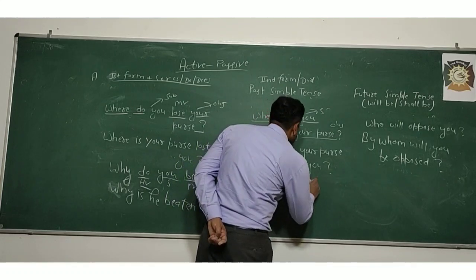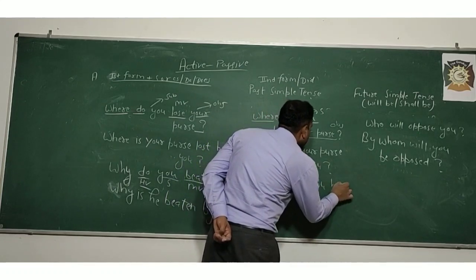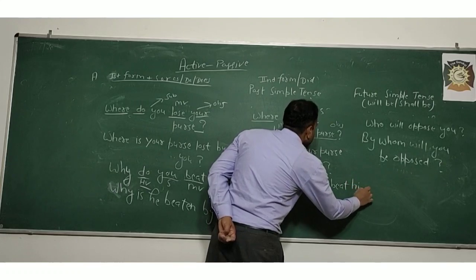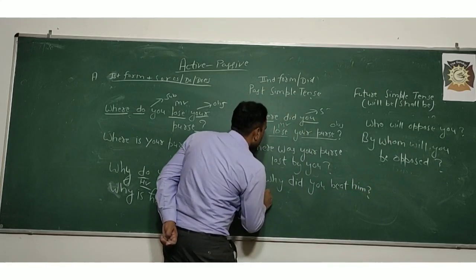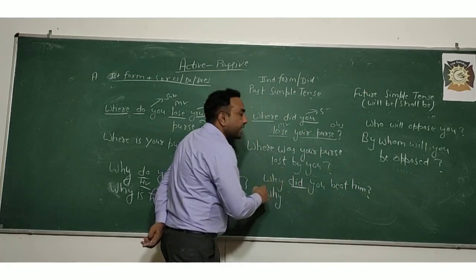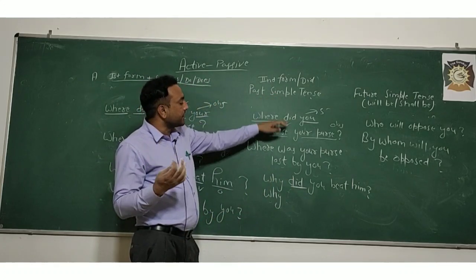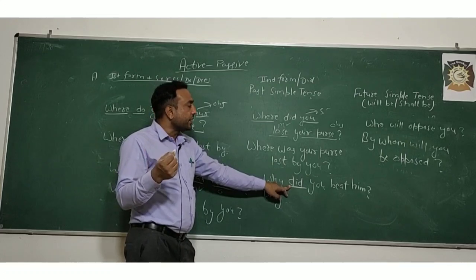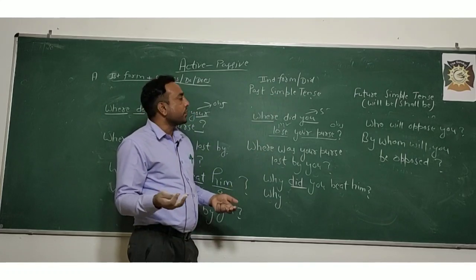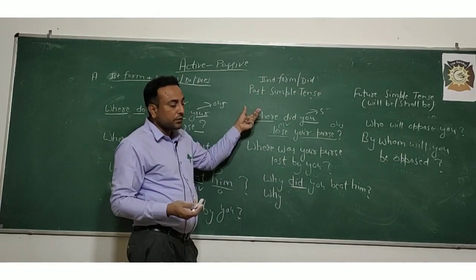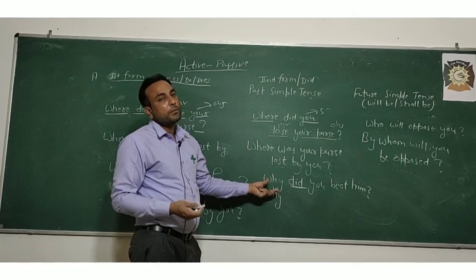Why did you beat him? Question mark. "Did" indicates that this is past simple tense, so you need to recognize it. When you see "did" in the sentence, it is obviously past simple tense for sure. Then you have to change according to past simple tense.